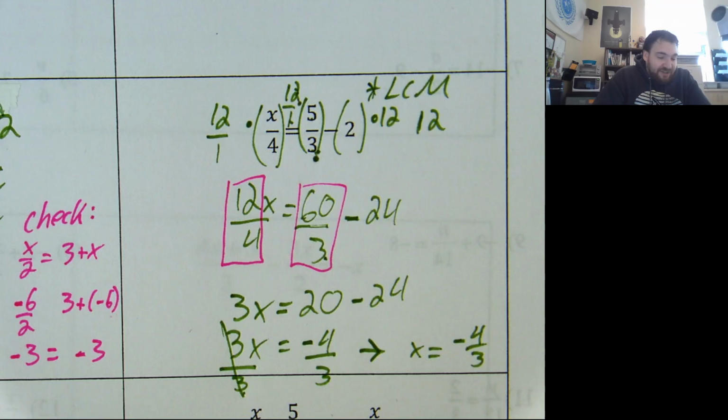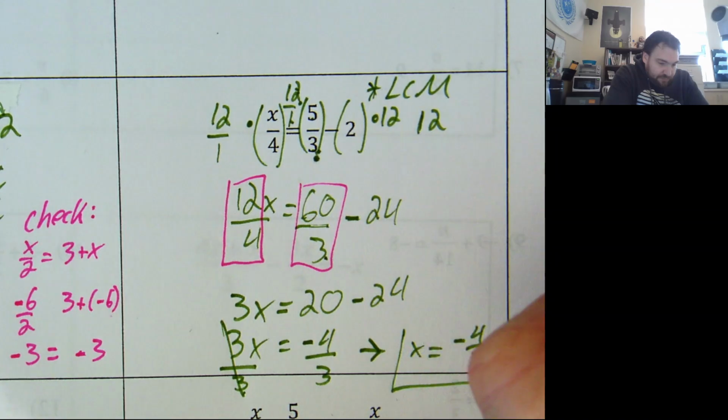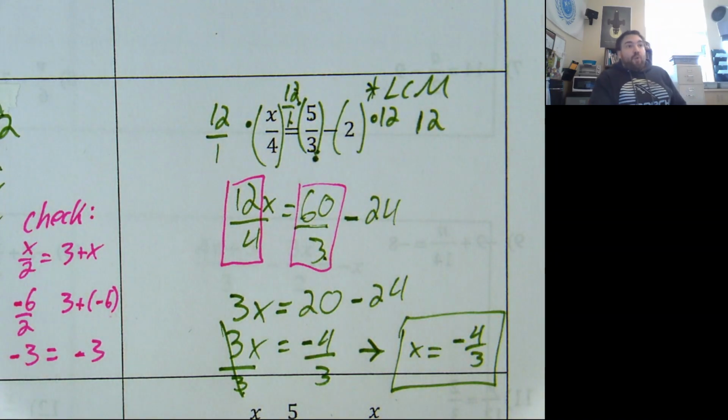It's not the first time, but we got fractions as answers now. Okay, questions about what I've just done here? Okay, going once, twice, thrice, sold. Okay, cool. So that's what it looks like to do the LCM.